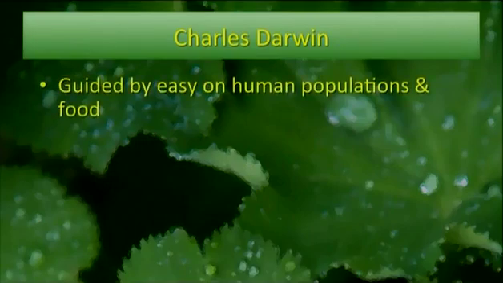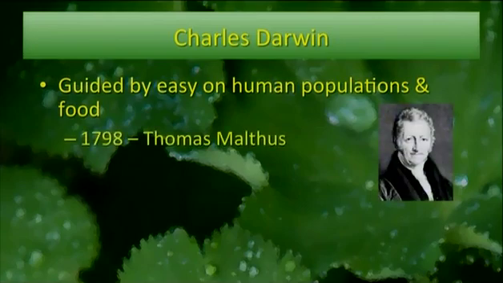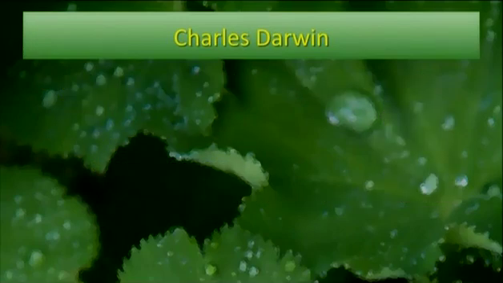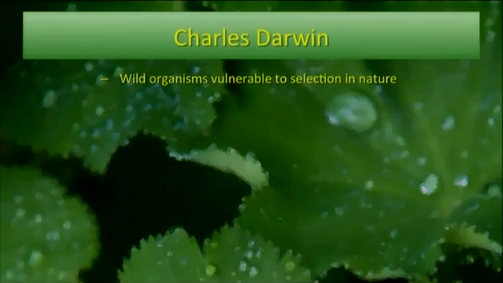He was guided by an essay on human populations and food that was published in 1798 by Thomas Malthus. That essay talked about how populations grow, while food supplies, disease, and wars limit human populations. Populations have a tendency to grow exponentially. If it weren't for limited food supplies, massive pandemics, or wars, we'd have unlimited population growth and mass starvation. So wild organisms are vulnerable to selection in nature.